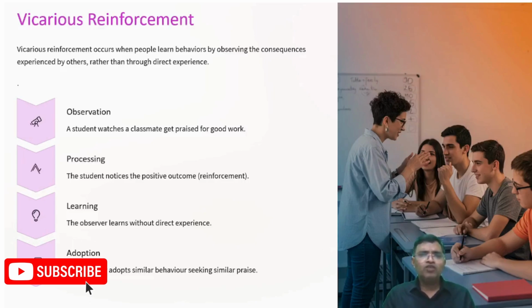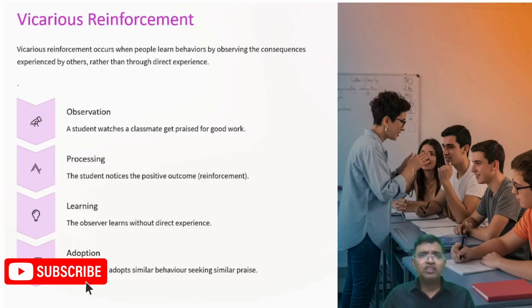What is vicarious reinforcement? It occurs when people learn behavior by observing the consequences experienced by others rather than through direct experience. So here we observe others. We don't participate directly. Somebody is doing something and they get an outcome, whether they got a reward, reinforcement, or punishment, and the observer watches that. That is called vicarious reinforcement, not experienced by oneself before.